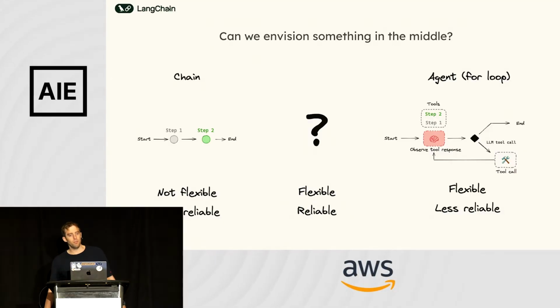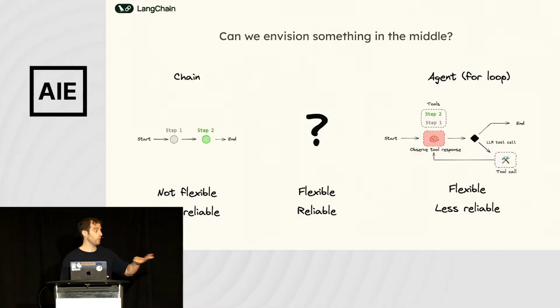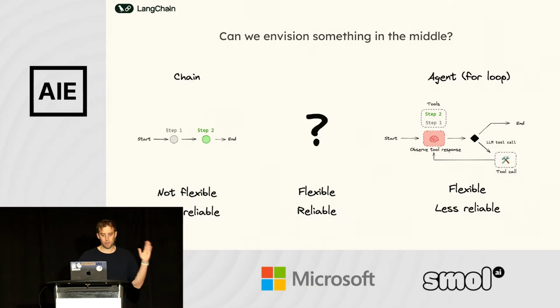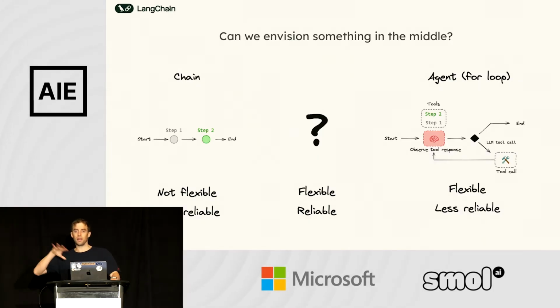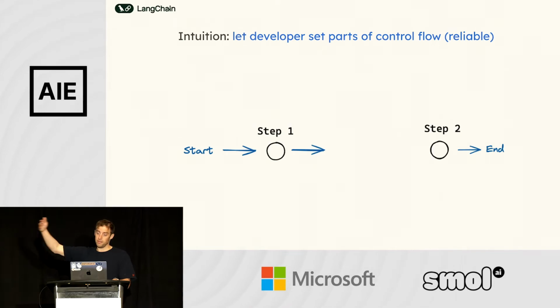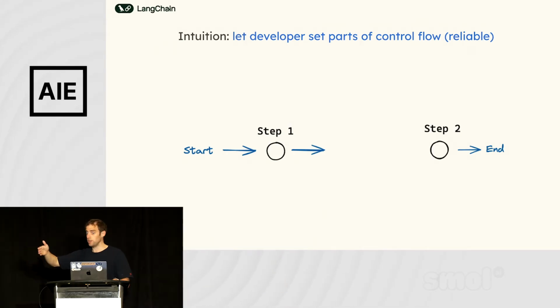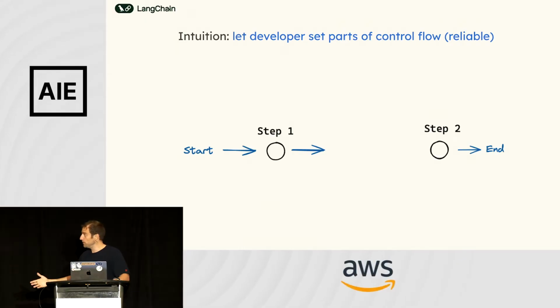So this is the build-up here. Can we envision something in the middle? Again, we talked about chains. They are not flexible, but they're very reliable. A chain will always run step 1, 2 in order. We talked about React agents on the other extreme. They're extremely flexible. They can run any sequence of tool calls: step 1, 2, step 1 only, 2, 1. But they do have reliability issues. So can we imagine something in the middle that's both flexible and reliable?